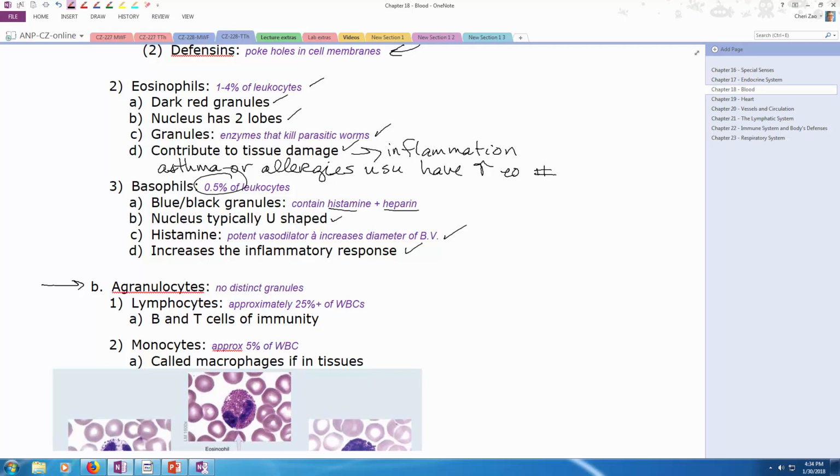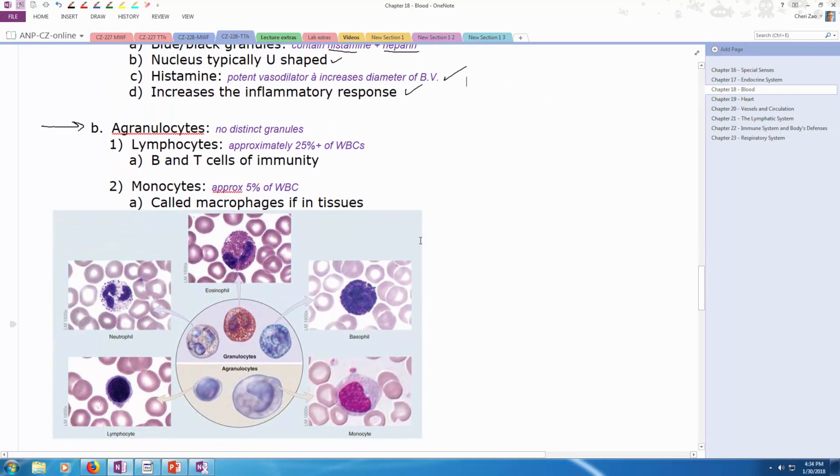Those are the granulocytes. The agranulocytes are called that because there are no obvious granules in them with our compound light microscope. Only 2 of those, because we already covered 3 of the 5, and the most numerous of our agranulocytes are our lymphocytes. They're approximately 25% of the WBC count. And lymphocytes are 2 major categories. You're either a B lymphocyte or you're a T lymphocyte. And so we call those B cells or T cells.